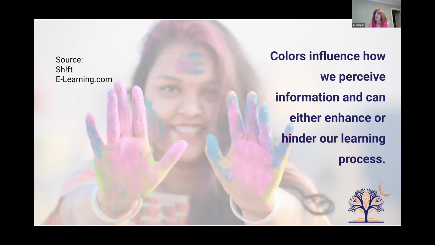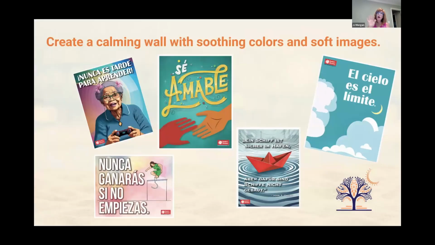shiftelearning.com tells us that colors influence how we perceive information, and they can either enhance or hinder our learning process. So think about that for a minute. We don't want the learning hindered in our classroom. We always want it to be enhanced. So think about where you place your different visuals in your classroom. Create a calming wall with soothing colors and soft images.